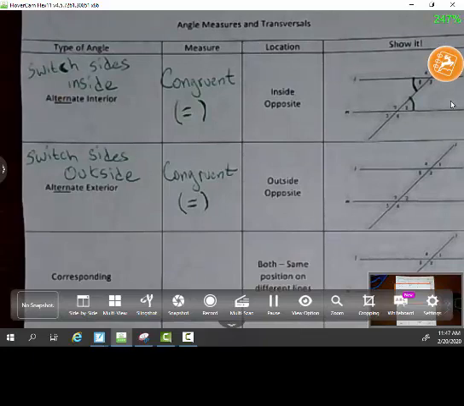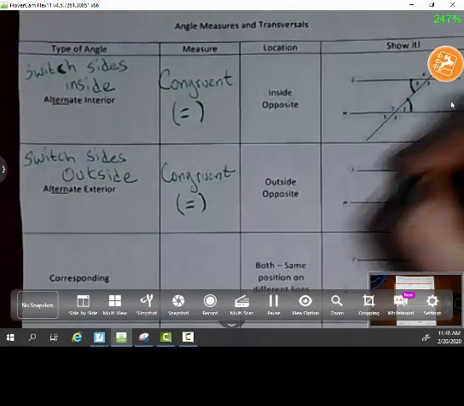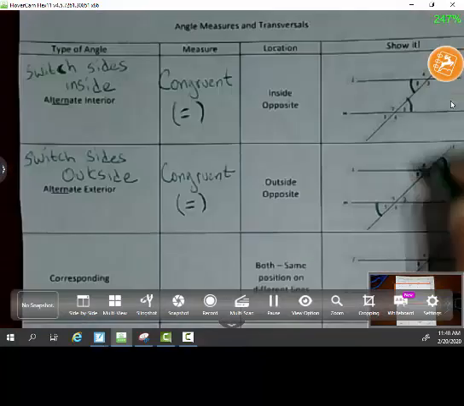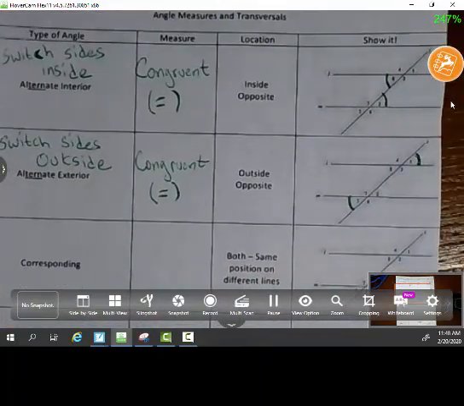So try to find a pair of alternate exterior angles. Who thinks they have one? Alright, you answered last time. 1 and 5. 1 and 5 are alternate exterior. 6 and 4. Yeah, 6 and 4 they're paired. So mark one. Either mark 1 and 5 or mark 6 and 4. Alternate exterior. They switch places on the outside. Switch sides outside.